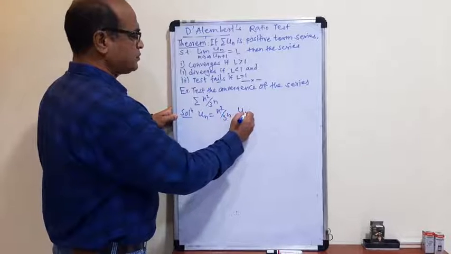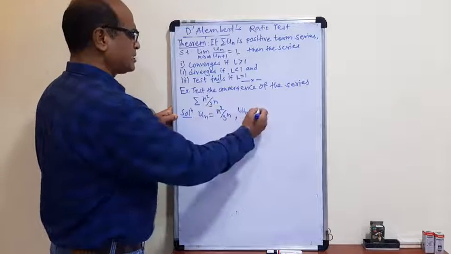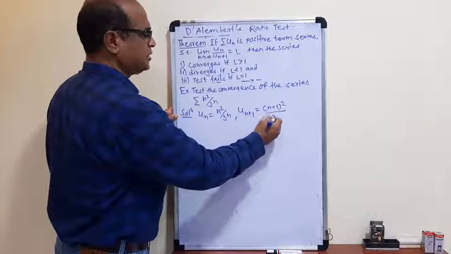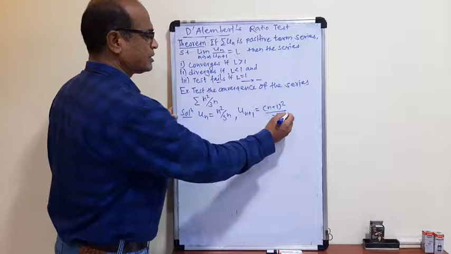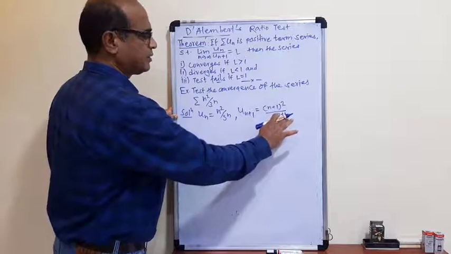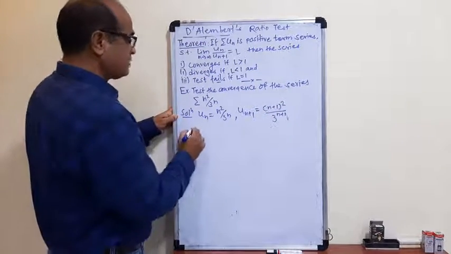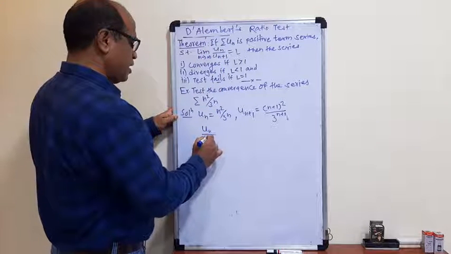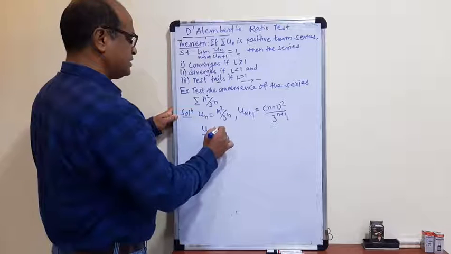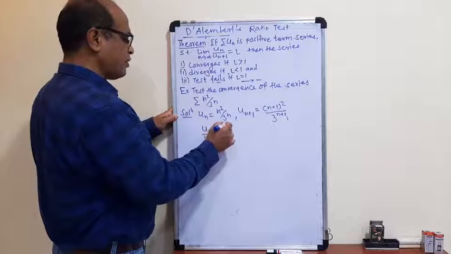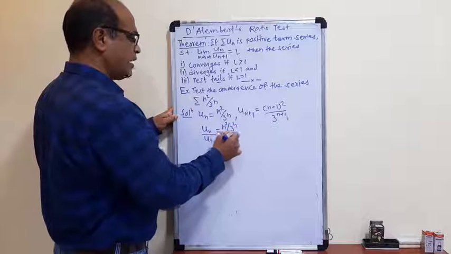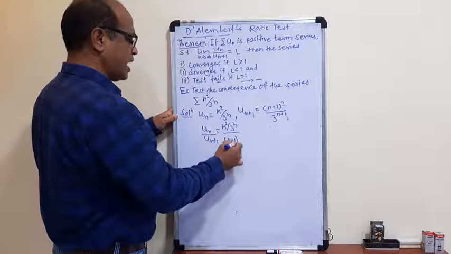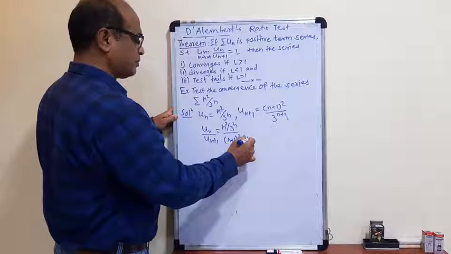What is un plus 1? Put n is equal to n plus 1. So this is n plus 1 bracket square upon 3 raised to n plus 1. Then un upon un plus 1: un is n square upon 3 raised to n, divided by un plus 1, which is n plus 1 bracket square divided by 3 raised to n plus 1.